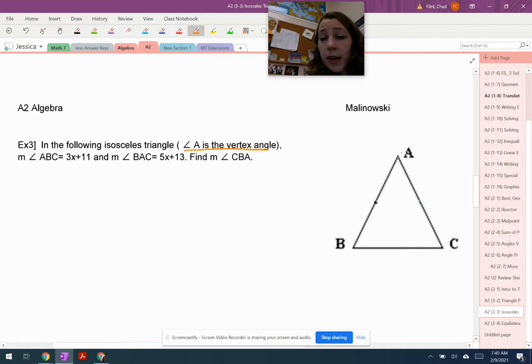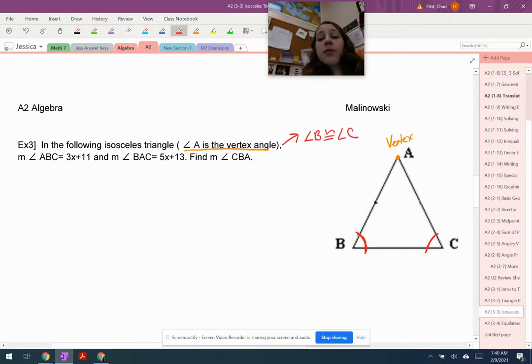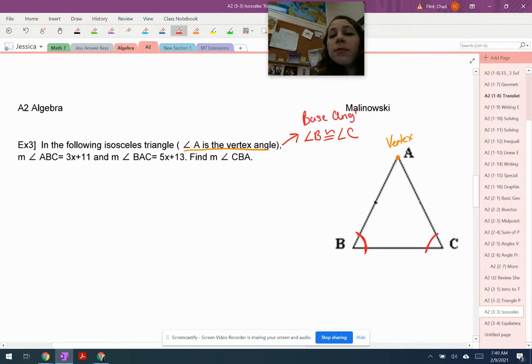Let's make some note of that. That's my vertex. Which means that angle B and angle C are congruent. Those two angles are the same because those are the base angles. It's always important to write down your thinking with these.